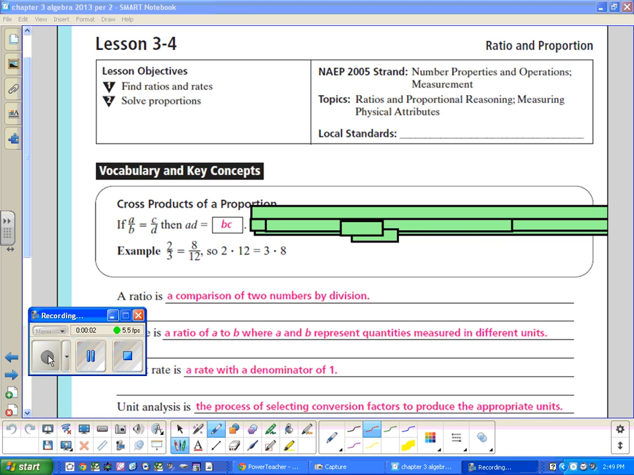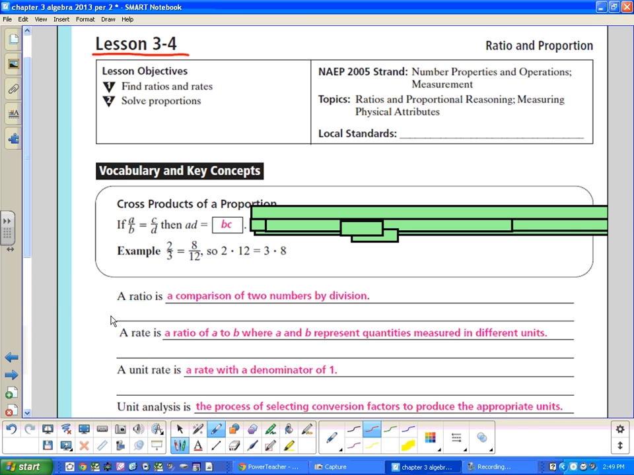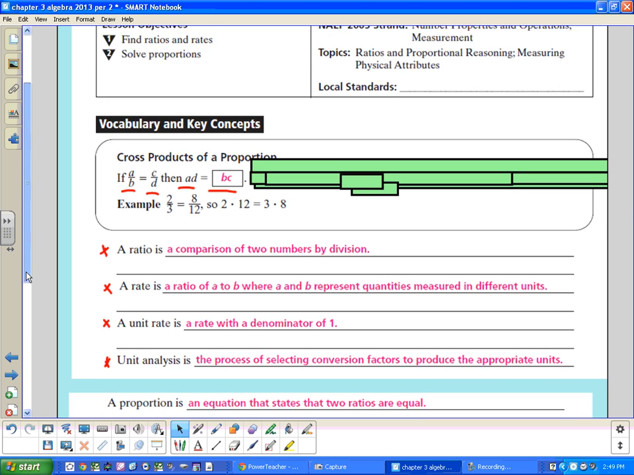These are the notes for lessons 3-4. And as you can see right here, we have the answers to the notes. A over B equals C over D. Then we're going to cross multiply and you get A times D equals B times C. Here's the definition of a ratio, a rate, a unit rate, and unit analysis. So you can pause the video and fill those in on your notebook.